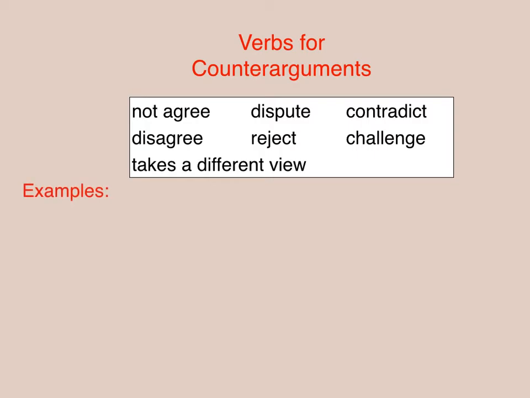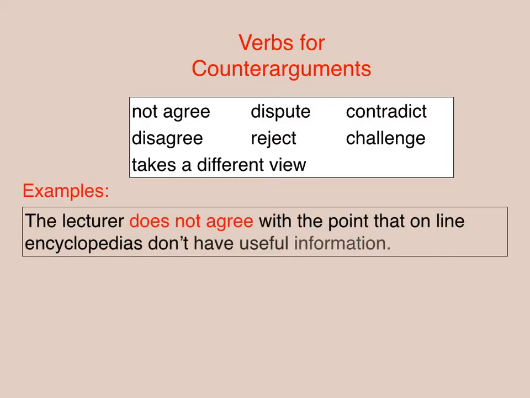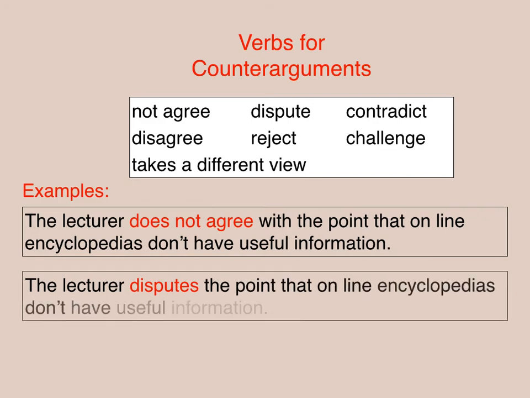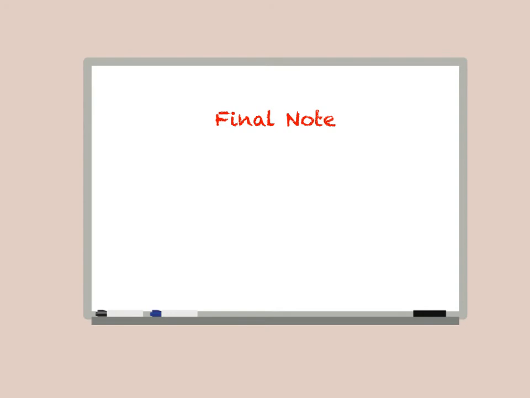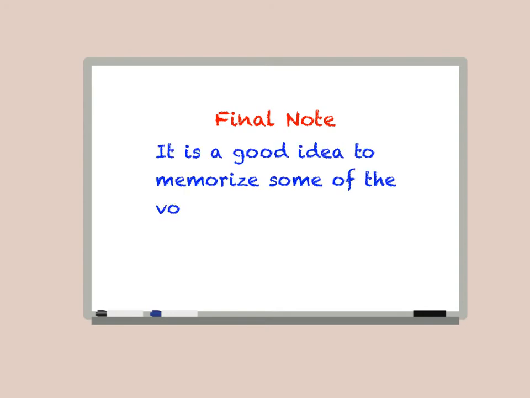Here's some examples. The lecturer does not agree with the point that online encyclopedias don't have useful information. Or, the lecturer disputes the point that online encyclopedias don't have useful information. Final note. It is a good idea to memorize some of the vocabulary used in this lesson.